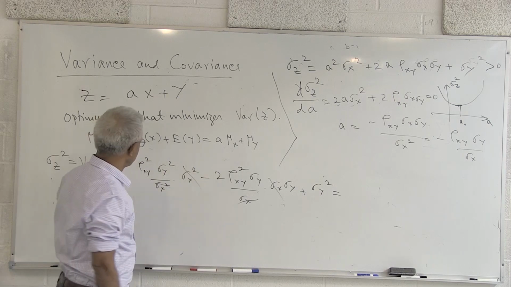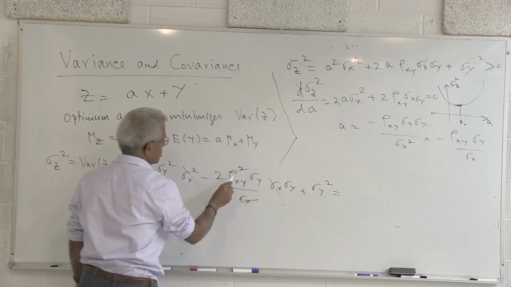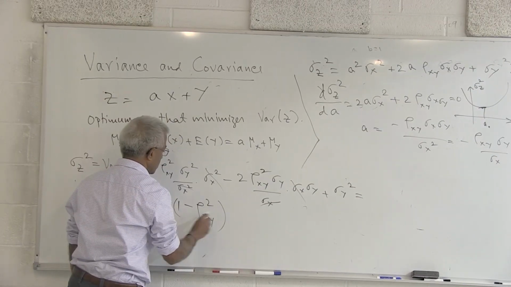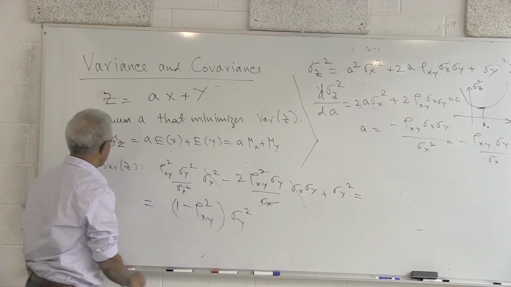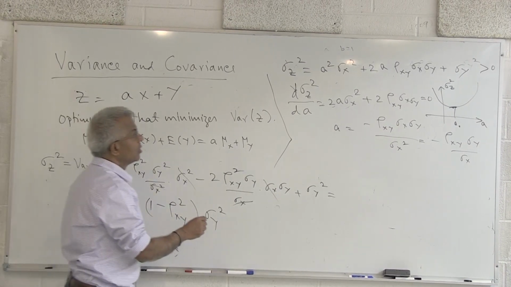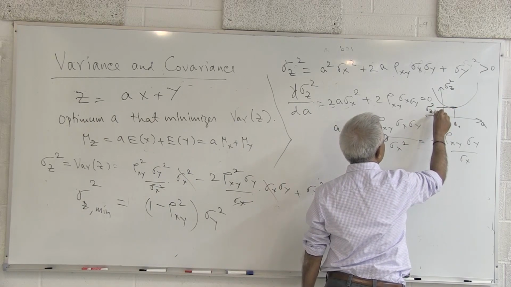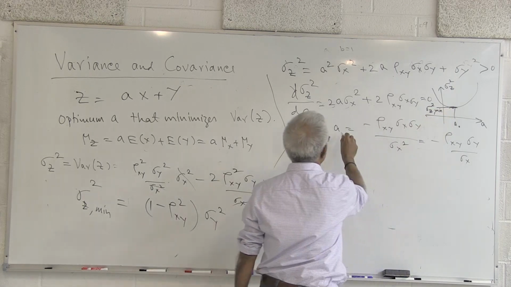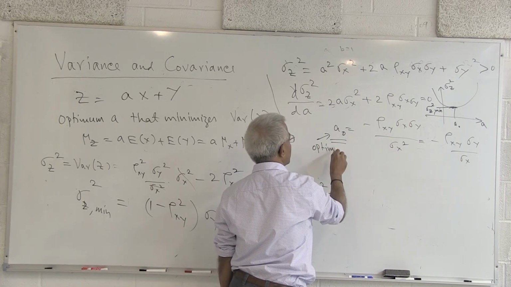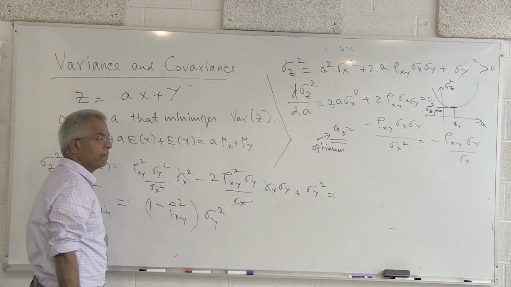This is plus, this is minus. So this turns out to be sigma y squared minus rho squared sigma y squared. So this is 1 minus rho xy squared multiplied by sigma y squared. So this is the sigma squared z minimum. So this is this value here. So this is the minimum value of sigma squared z, and the optimum A is, so this is the A optimum. Optimum value for A that minimizes the variance for Z.